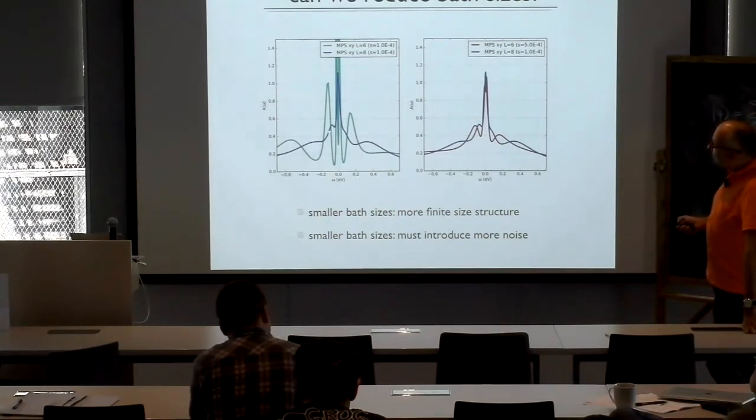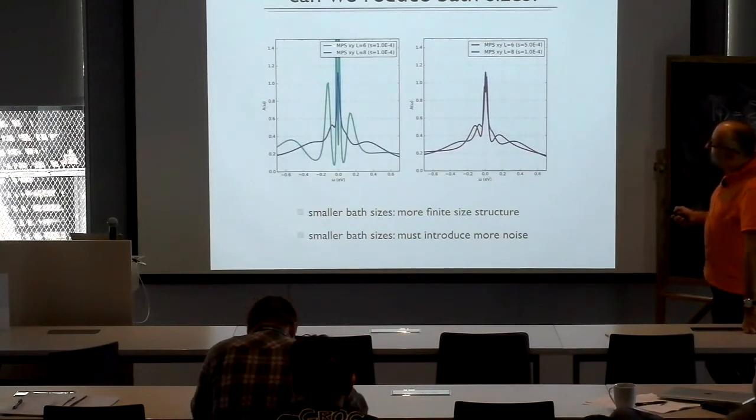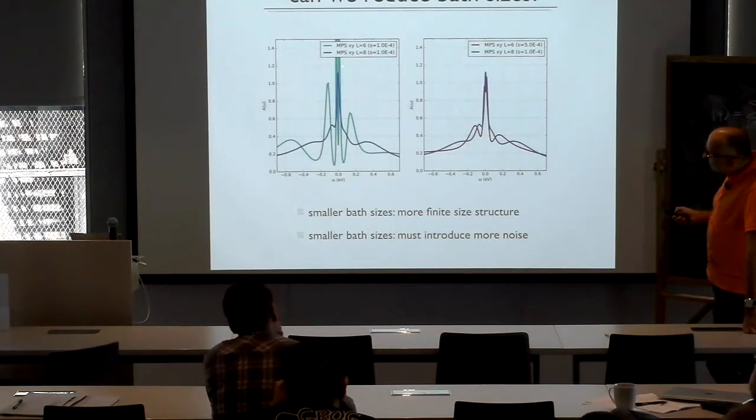The blue curve is CTQMC and MPS in very good agreement, and that's what you get if you do the shorter bath. And then you see you get a nasty double peak structure, which certainly isn't there physically.